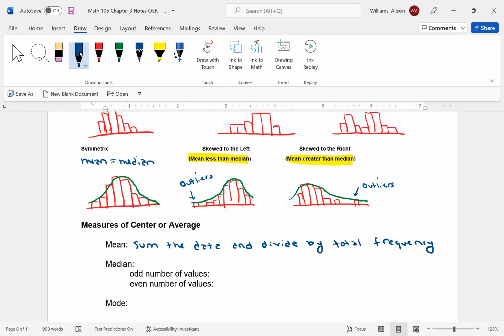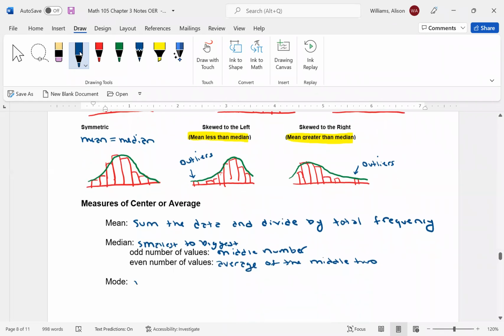That's better. All right. When we find the median, what we're looking for is the middle value. But when we have an odd number of values, that's very easy to do. We would just find literally the middle number. And this is, by the way, when the data is in order from smallest to biggest. With the even values, we're going to take the average of the middle two. The mode is the most frequently occurring.